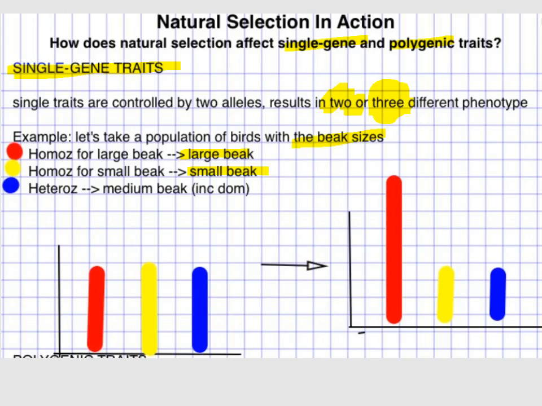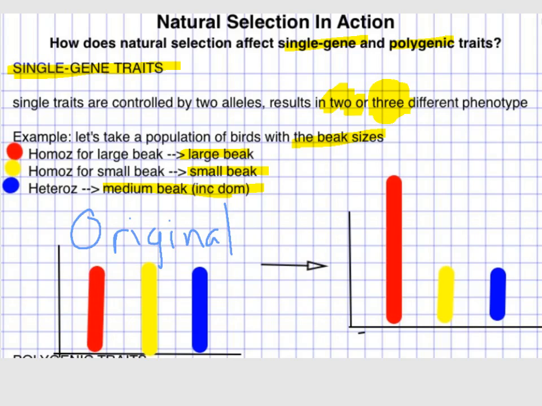And we're going to use blue to indicate heterozygous birds that have an allele for a large beak and an allele for a small beak. And we're going to assume it's incompletely dominant, and that gives us a medium beak. We're somewhere in between the two others. So if we take a look at our original population, and this will be our original population right here, we can see that the number of birds with different beak sizes is approximately even. This would indicate that originally in this particular population there was no favored beak size, that all three beak sizes would have had equal success surviving and reproducing.